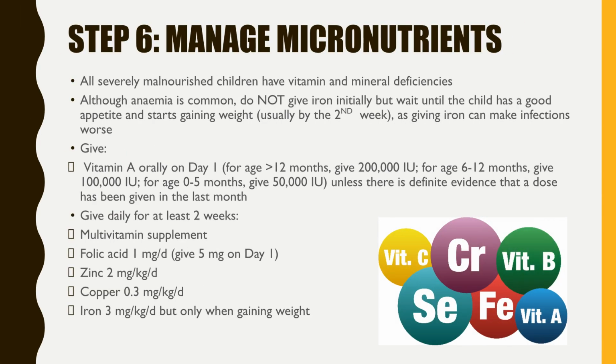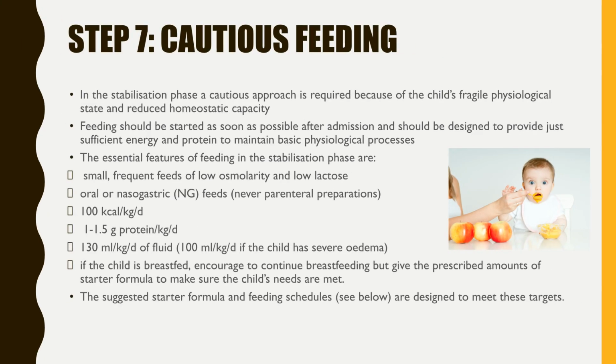Step 6 is managing micronutrients. All severely malnourished children have vitamin and mineral deficiencies. Do not give iron initially. Provide a vitamin A dose on day 1, based on age. Give daily supplements of multivitamins, folic acid, zinc, and copper for at least 2 weeks, adding iron only when weight gain begins. Step 7 is cautious feeding during the stabilization phase.